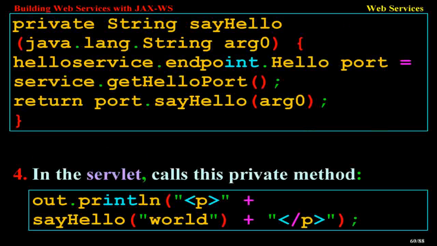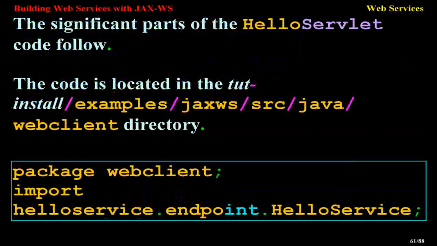Return port.sayHello(arg0). In the servlet, calls this private method: out.println("<p>" + sayHello("world") + "</p>"). The significant parts of the HelloServlet code follow. The code is located in the tut-install/examples/jaxws/src/java/webclient directory.